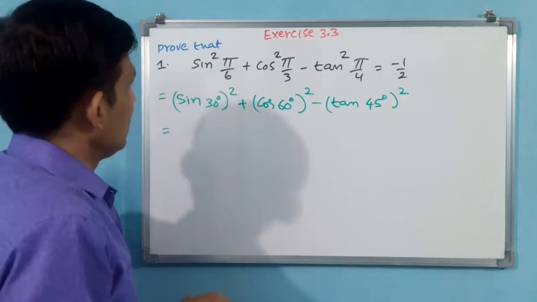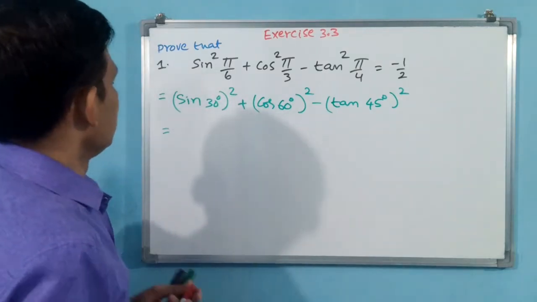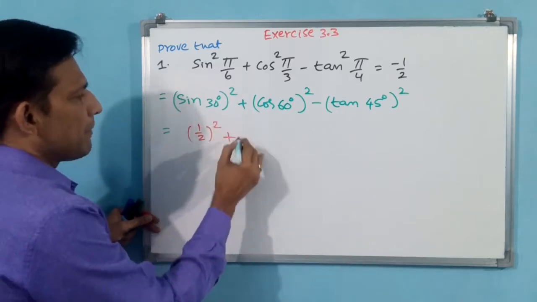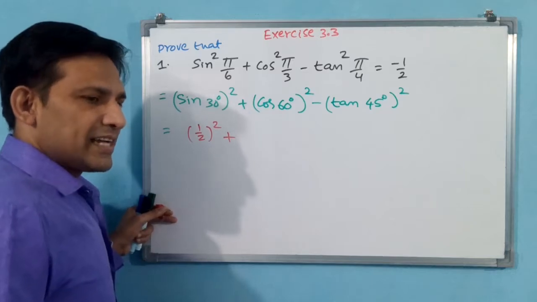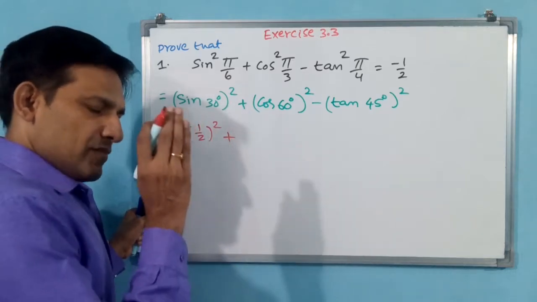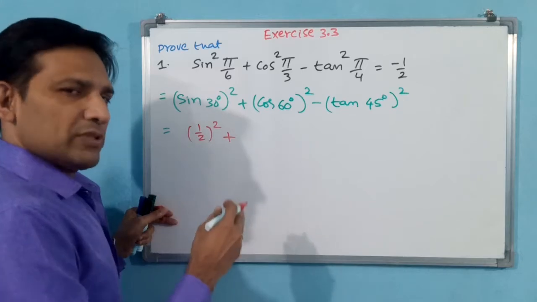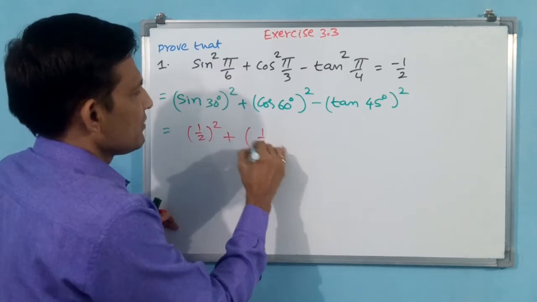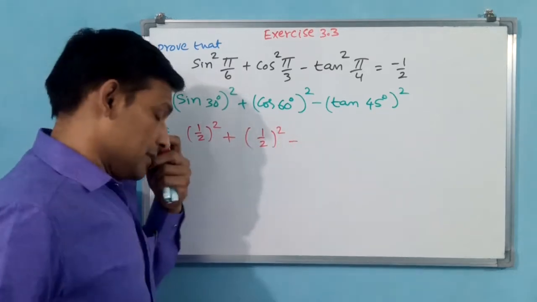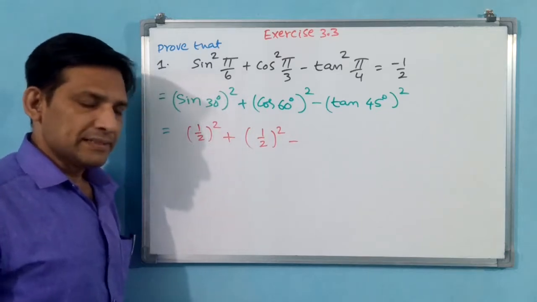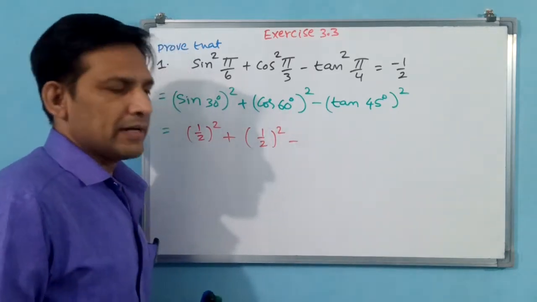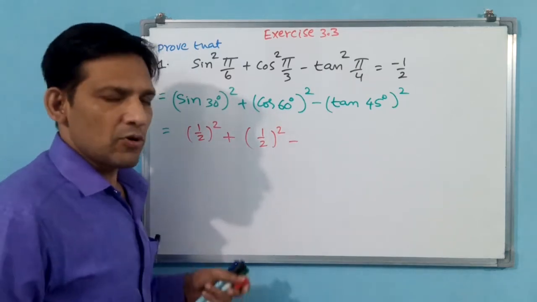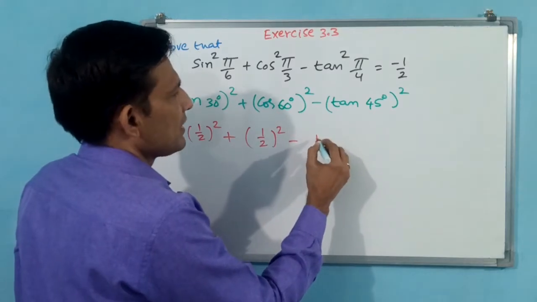Now you see, sin 30 means how much? 1 by 2. 1 by 2 whole square plus cos 60. Sin 30 and cos 60 both are equal. Cos 30 and sin 60 both are equal. Okay, cos 60 means sin 30 only, 1 by 2. 1 by 2 whole square minus. See tan 45, here some logic is there. Tan 45, cot 45 both are 1. Sin 45, cos 45 both are 1 by root 2. Okay, like that you have to remember. Okay, tan 45 is 1 square.